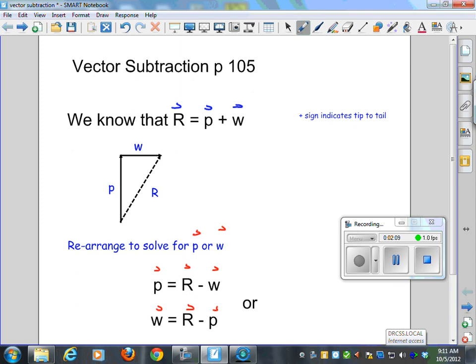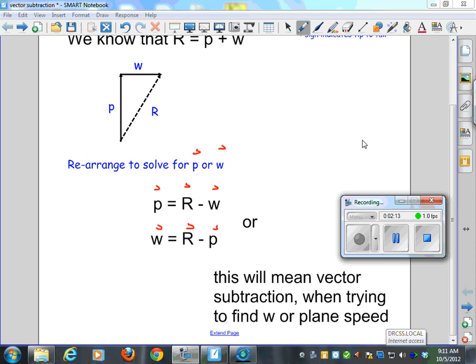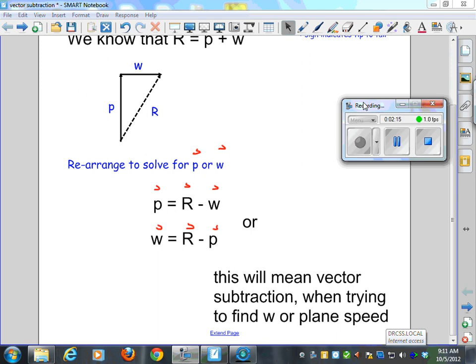All right, so this sets up vector subtraction. This means vector subtraction when we're trying to find the wind or plane speed. I put W there, but it should be wind, really, I guess. When you're trying to find the wind speed or the plane speed, then you are going to do vector subtraction because you already know the result.